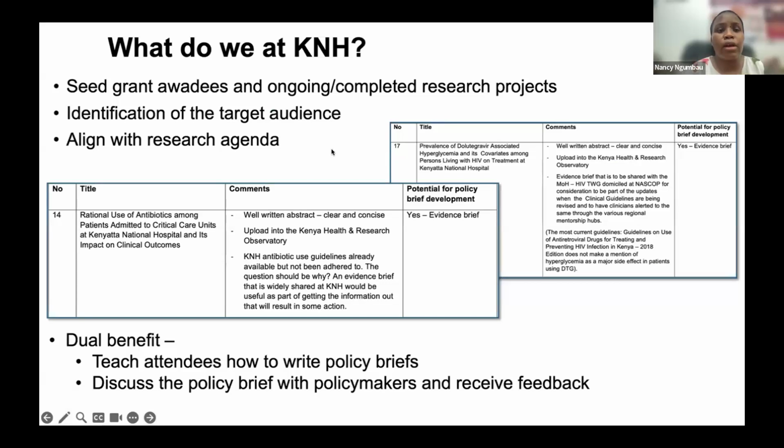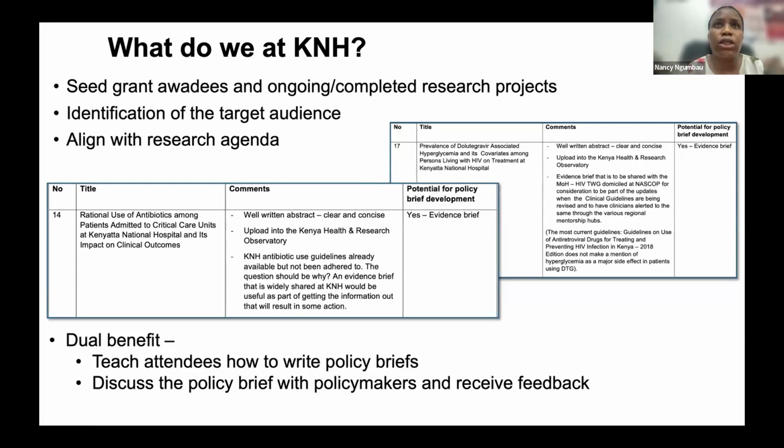So, what exactly do we do? And here I'll delve into the process that we follow. So we usually first identify all the research that has actually been done. And this doesn't have to be only the NIH awarded research. We usually even have seed grants that are awarded within the institution. And we just collect the information of what is happening on the ground, what the topic is about.